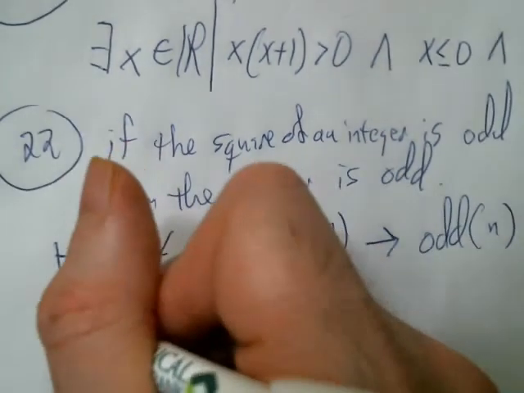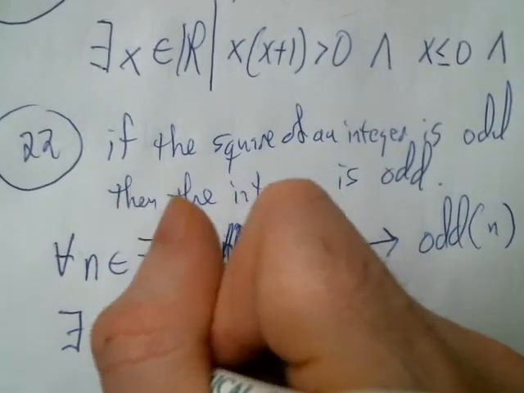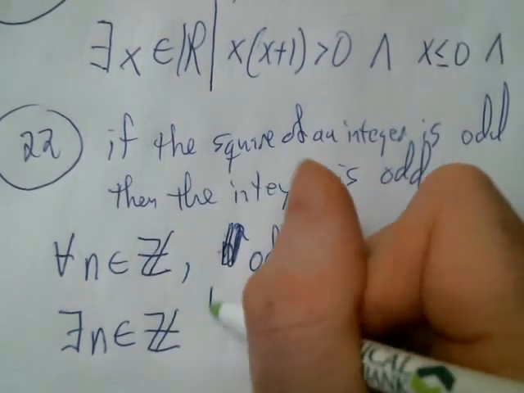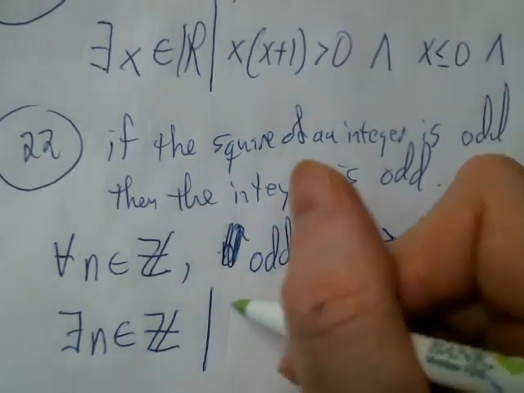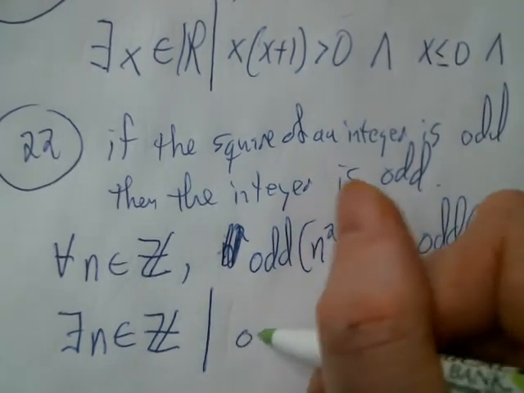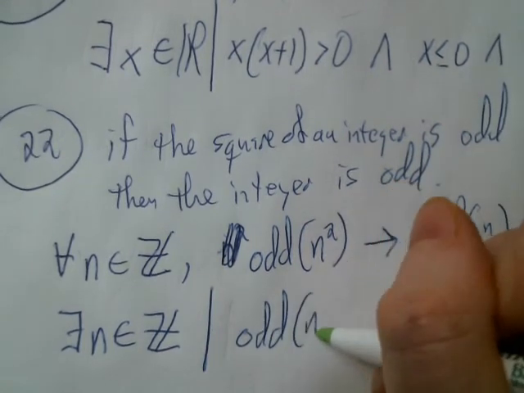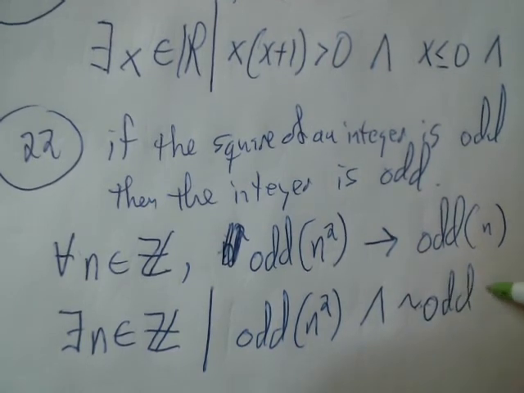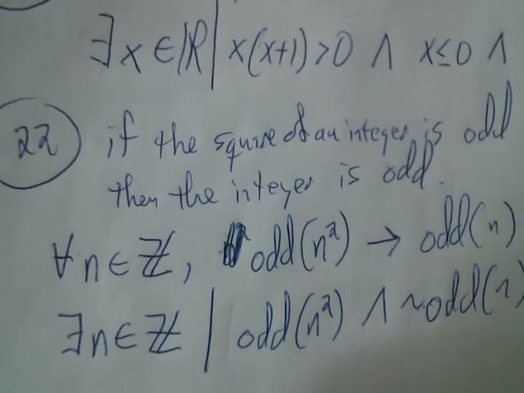I want to negate it, so I'll turn this into an existential. There exists a number n in the integers such that, so now I change the conditional into a conjunction. So I'll say n squared is odd, and it is not the case that n is odd. Okay.